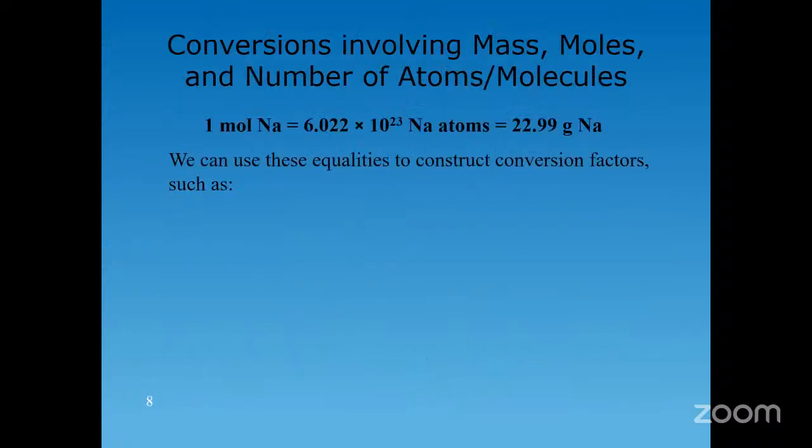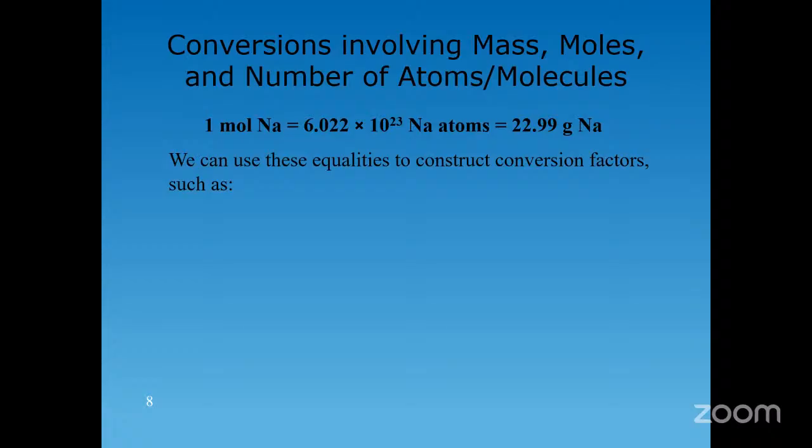As a result of what we just discussed, we can establish relationships between the mole unit, the number of atoms, formula units or molecules, and also the molar mass. This is an example using sodium. 1 mole of sodium is equivalent to 6.02 times 10 to the 23 sodium atoms, which of course is Avogadro's number, which is itself equal to 22.99 grams of sodium. So we have those relationships.